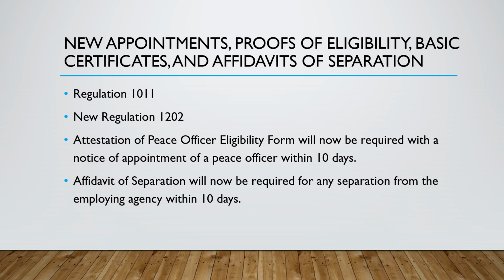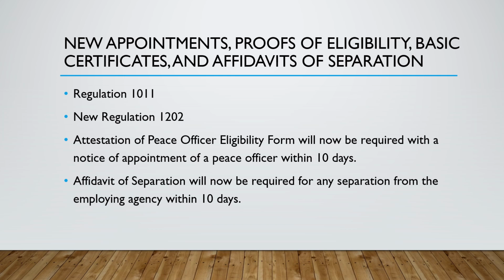With the implementation of Senate Bill 2 come changes to existing Commission regulations, as well as the adoption of new Commission regulations. So what's changing with regard to Peace Officer certification? Commission Regulation 1011 will now strictly deal with qualifications for public safety dispatcher and record supervisor certificates. All certificates related to Peace Officer certification, including the new proof of eligibility and the basic certificate, will be found in Commission Regulation 1202. This is a new regulation found under Article 4.